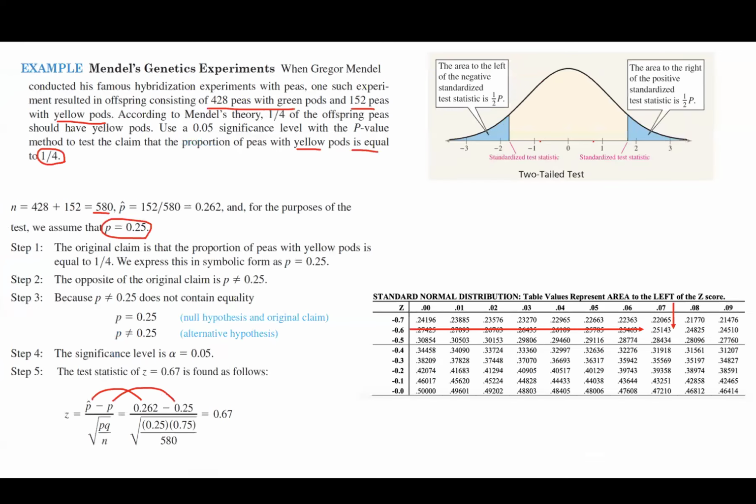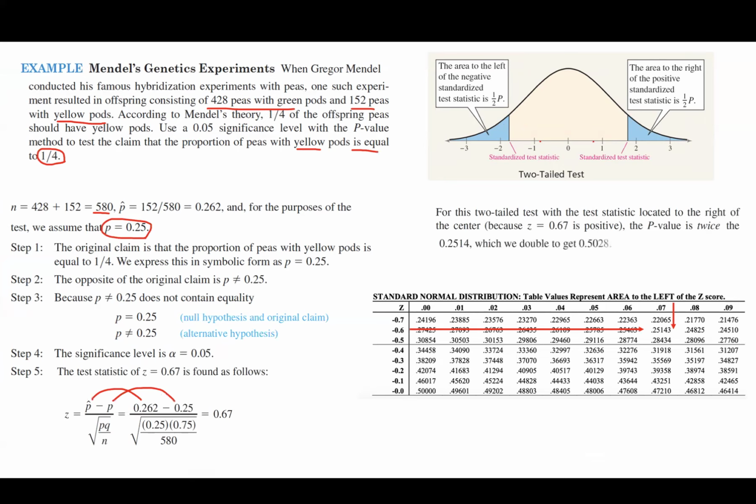So now, since you have a two-tail test, you have to multiply this area by 2, which is going to be 0.5028. So this is your p-value. Now let us make a decision.